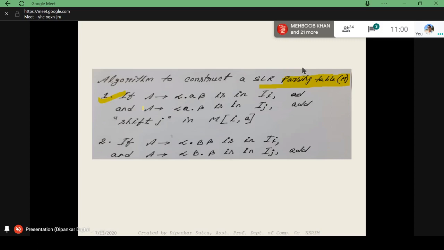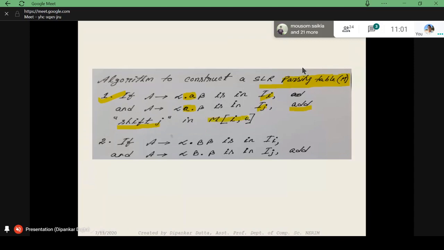First rule: if capital A implies alpha dot small a beta is in I, and capital A implies alpha a dot beta is in IJ, then what to do? Add shift J into M of I, a. We have already covered shift J.